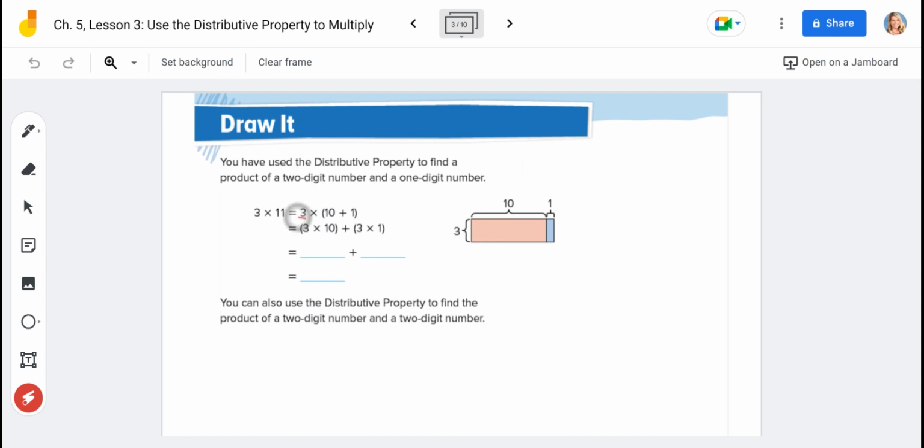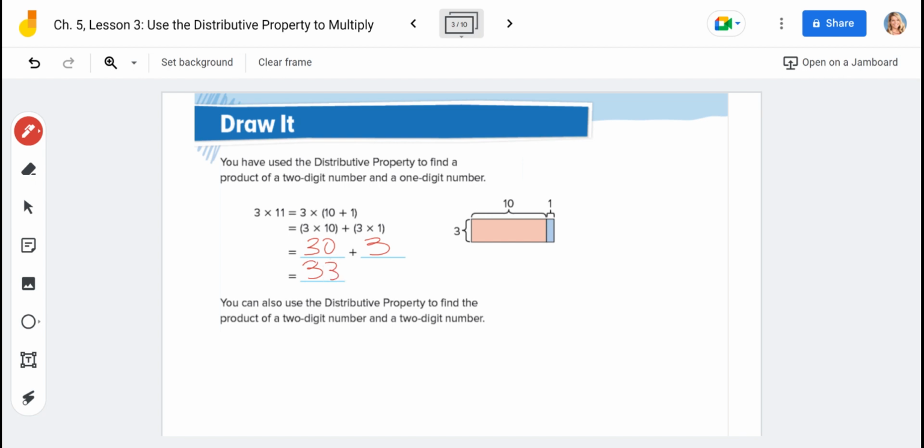So this is the extra step. But really, it's just kind of like a heads up, a warning sign. Hey, this is what I'm going to decompose. Then we go to the steps that we're used to. After we decompose, we multiply. We say 3 times 10 is 30. 3 times 1 is 3. And then I add the two partial products together, and I get 33.